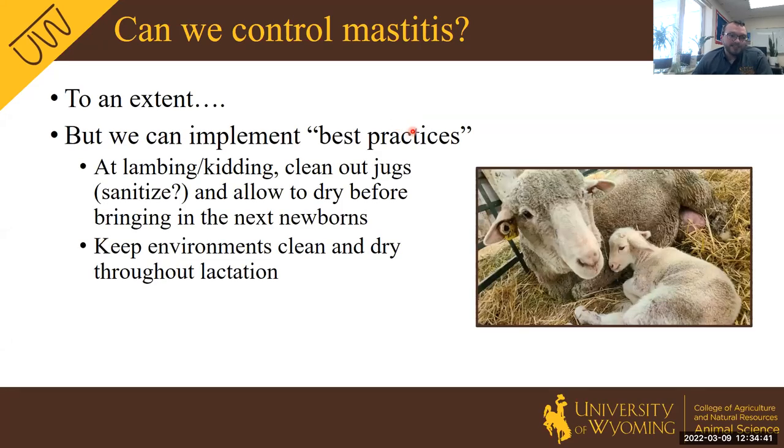Some of these best practices would be, at lambing or kidding, make sure the jugs are clean, sanitized, and dry before bringing the next set of newborns. The cleaner and drier the jug is, the more unfavorable an environment it provides for bacteria to grow and reproduce. So if it's clean and dry, you're not going to get a lot of bacterial reproduction within the environment, so that would minimize the risk of mastitis. And aside from the jugs, we also always want to keep our environments as clean and dry as possible, especially in our indoor housed pairs.